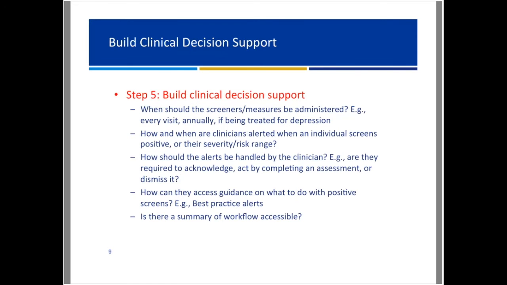So step 5, in addition to the screeners, you really need to ask some essential questions about clinical decision support. So when should the screeners or the measures be administered? In other words, is it just annually or is it at every visit? How and when are the clinicians alerted when an individual screens positive or whenever their severity or risk range comes across? How should the alerts be handled by the clinician?